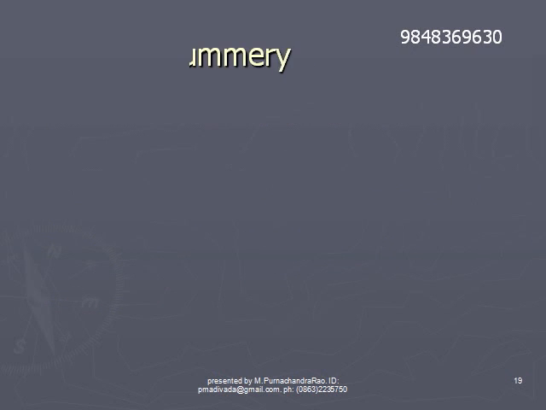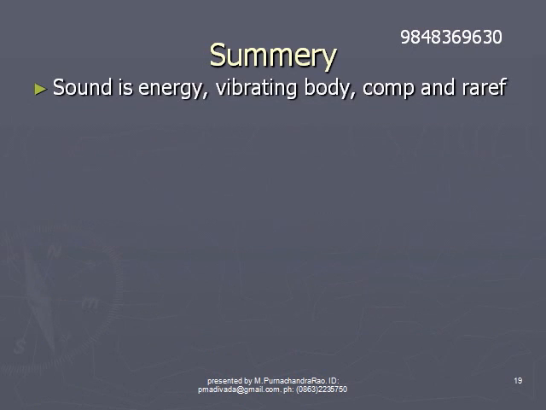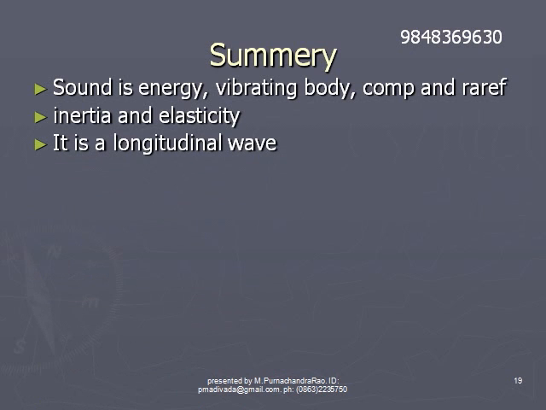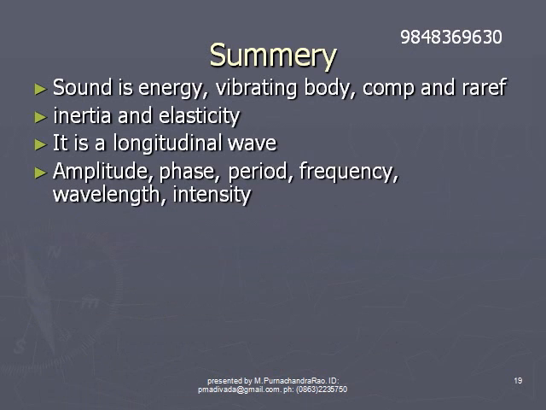Summary of this class. Sound is a form of energy and it is produced by a vibrating body. Then it travels in a medium in the form of compressions and rarefactions. The properties of the medium required for its propagation are inertia and elasticity. The sound waves are longitudinal waves. These are known as progressive waves. There is another type of progressive wave known as transverse wave. In the case of a longitudinal wave, the particles will be vibrating parallel to the direction of propagation. In the case of transverse wave, the particles will vibrate perpendicular to the direction of propagation.